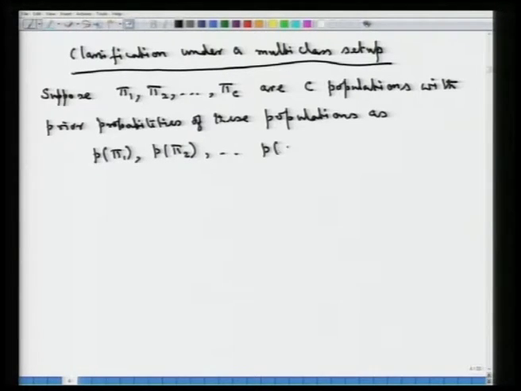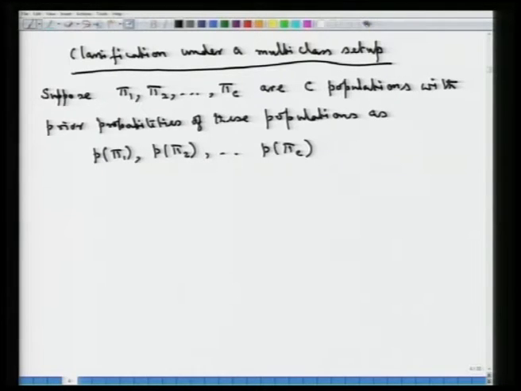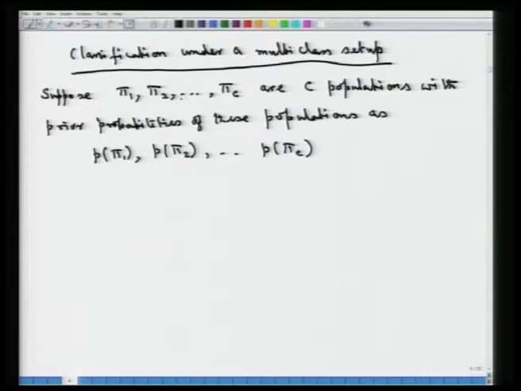So, the problem is simple. We have a multivariate population, in general, not necessarily normal, and in it there are C such possible populations. They may differ in their mean vector, they may differ in their covariance matrix, or any other measure characterizing that particular population. And these populations have these prior probabilities p pi 1, p pi 2, ..., p pi c, and given a multidimensional observation, we will have to look at which class it is going to belong to. So, we are trying to classify a multivariate observation, a feature vector, into one of these C populations.